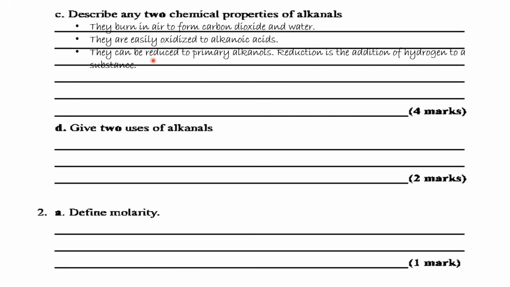They can also be reduced to primary alkanols. In this case, we are looking at reduction as the addition of hydrogen to the substance. For example, if you take ethanal, which is an alkanal, add hydrogen to it, you may end up forming ethanol, which is an alcohol.